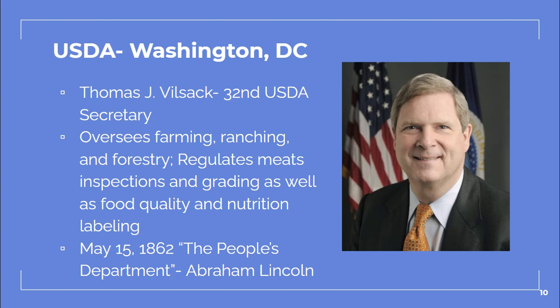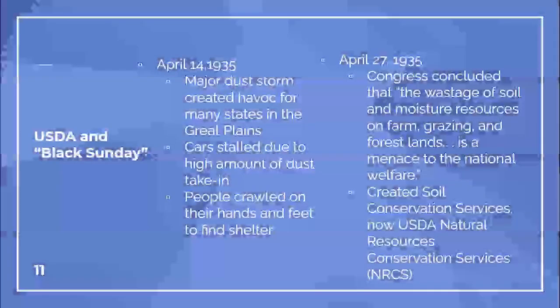The USDA oversees farming, ranching, and forestry. They also regulate meat inspection, as well as meat grading, food quality, and nutrition labeling. President Abraham Lincoln was the one who created the USDA on May 15th, 1862, and President Lincoln considered the USDA to be the People's Department.